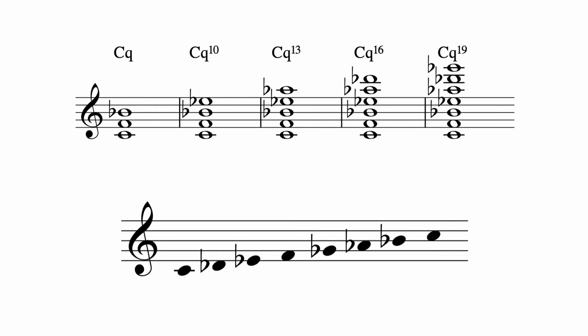This means that the 10th by default is a minor 10th, the 13th by default is a minor 13th, the 16th by default is a minor 16th, and the 19th by default is a diminished 19th, a diminished 5th. Now that we have observed that pure quartal chords, or quartal chords only made of perfect fourths, belong to the Locrian scale, we can now look at quartal chords with a tritone in them.